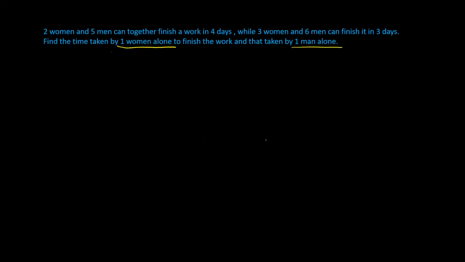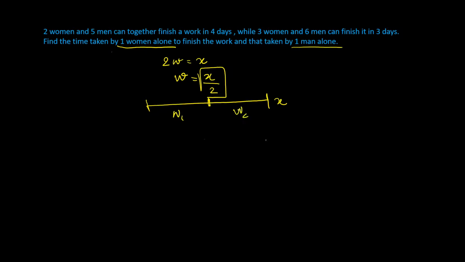What we need to do in this question is, now suppose there are 2 women, right? So W is woman and they are finishing it in x days. So each woman will do x by 2 of the work. Now this x by 2 is happening in the whole time. So if this is a whole time, say x, each woman, the woman 1 is doing this much work and the woman 2 is doing this much work. And that is x by 2 and x by 2 of the work.